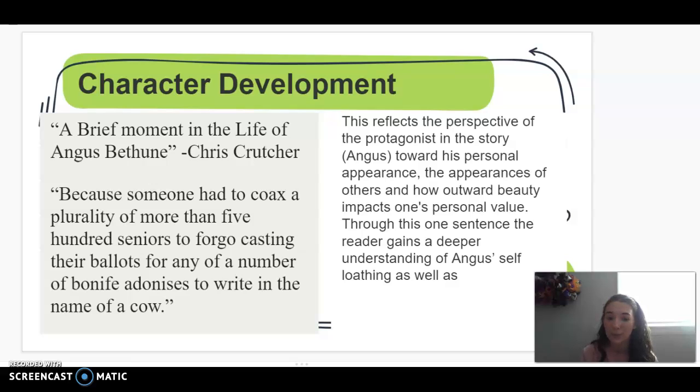As you can tell from this moment, he does make an allusion to Adonis, who is the god of beauty. And so he is comparing himself, and maybe, because every time I do this story, everybody immediately in the title says his name is Angus. That's a cow. Yes, that is how he feels about himself, that he is much like a cow. So, as far as character development, it gives us a better understanding of how the character feels and views themselves and the world around them.